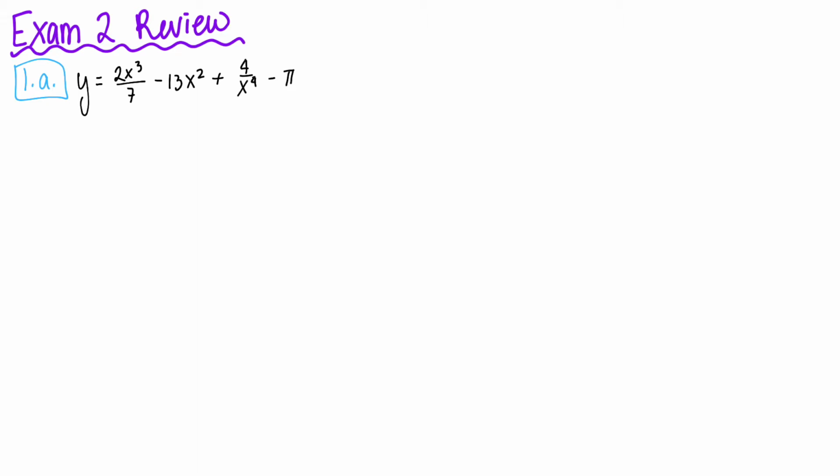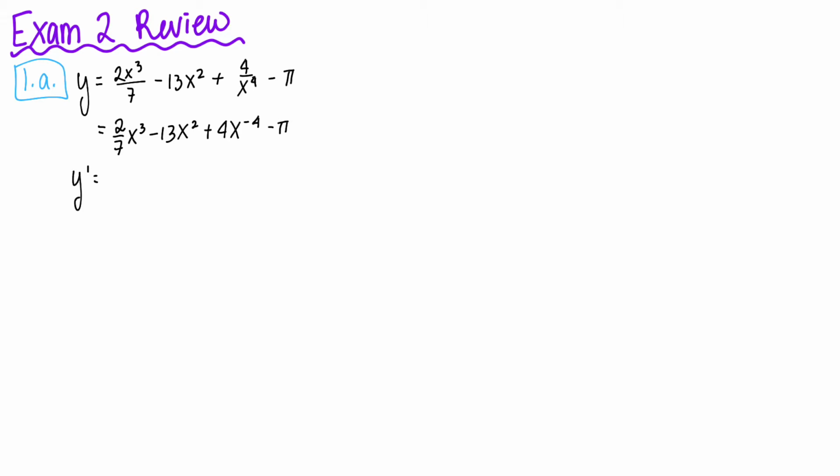So I'm just going to rewrite this a little bit in order to make it a little easier to work with. I haven't taken a derivative, I'm just rewriting. So we have 2/7 x cubed minus 13x squared, that'll stay. And then I'm going to rewrite this as 4x to the negative fourth. You could use quotient rule here, but it's just a really unnecessary time to use quotient rule. It's a lot faster if you just change it and then use power rule instead. Minus pi.